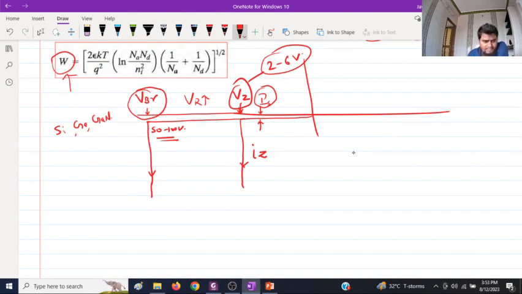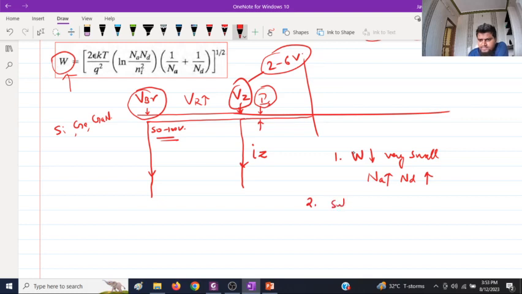Got it? So here is the basic principle of what Zener breakdown is, why it happens, and also what the conditions are. So there are two conditions. Number one is that W should be very small, and for that you must have high doping concentrations on N side and P side. That's how you can achieve it.